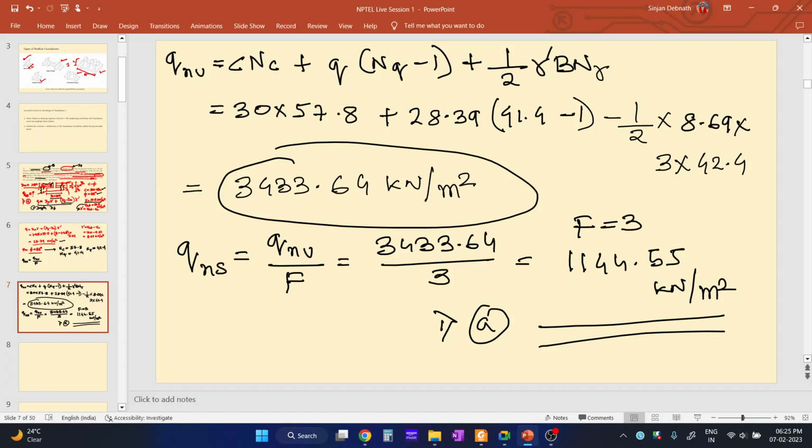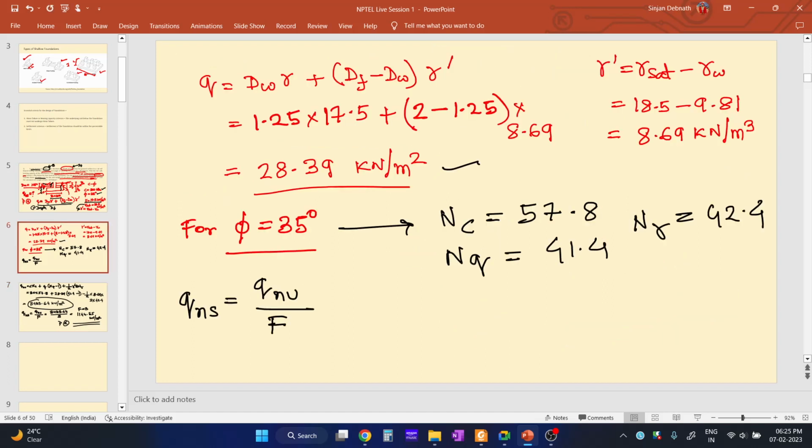Do you have any doubts? If you have any doubt in this question, you may ask now, or else I will proceed to the next part. So please turn to the second slide, where you solve this one.